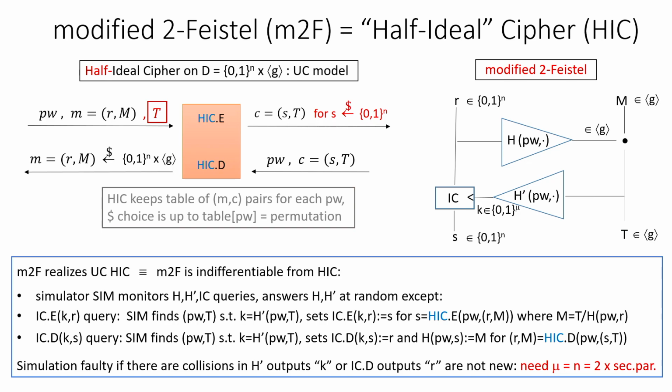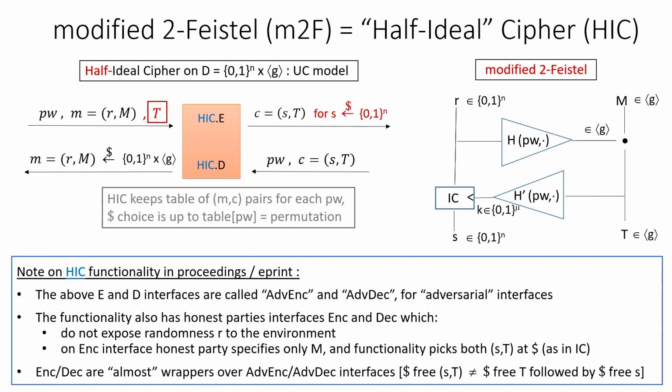Create an explicit distinguisher. Okay, so in practice we have to start with an ideal cipher that has 256 block size and key size. Just a little note that in the proceedings we have other interfaces. What I told you was the adversarial interfaces. There is also an honest party interface, which does not expose randomness to the environment, essentially. Excuse me, and it's not clear that it's needed. Perhaps it's even confusing to have this as an additional interface. I'm not sure.